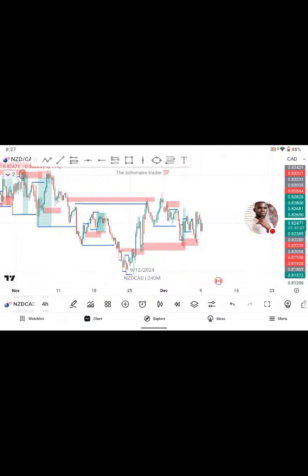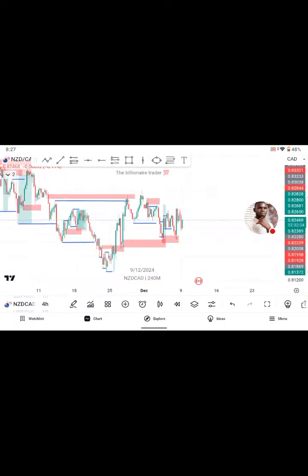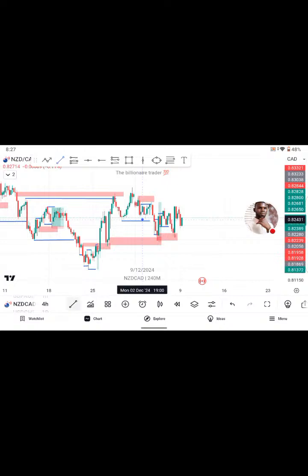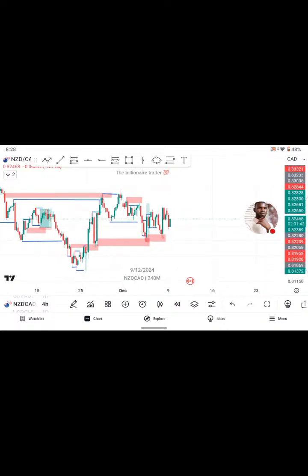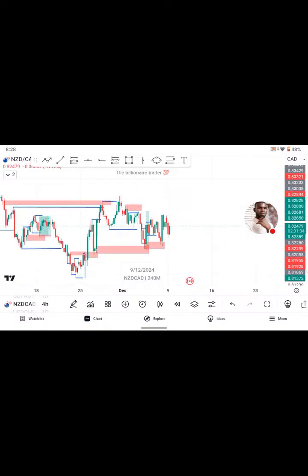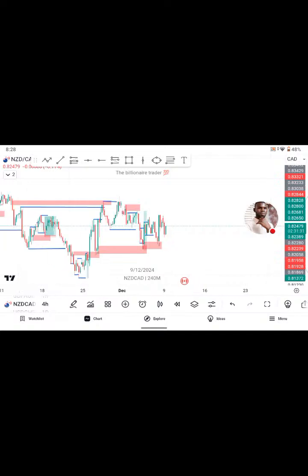NZD card, yeah. For NZD card, I have this BOS here, break of structure, and I have another break of structure here too. So I already know, okay, this low and equal lows are below it. So I know the price will come back and boom, it will buy. It will buy. And this is on 4 hour time frame.